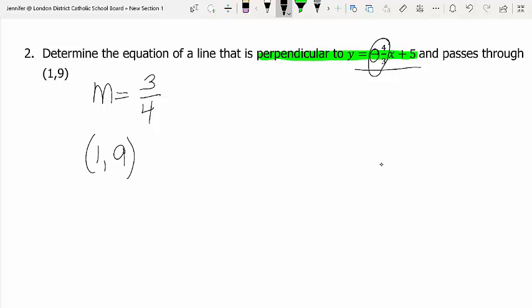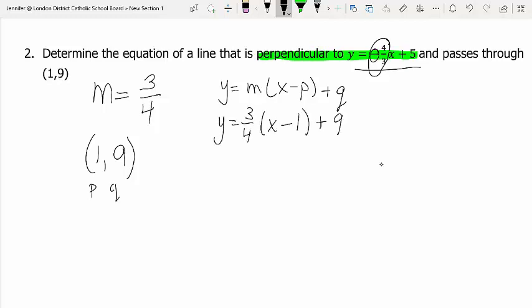Okay, so if you're given the slope and a point, use the slope point formula to find the equation of the line. Okay, so this is our P and this is our Q. Let's plug everything in. Okay, let's do distributive property. And let's combine our like terms. So let's turn 9 into a fraction. Okay. Now to add fractions, they must have the same base. So I need to turn 9/1 to a fraction that has 4 as a denominator.